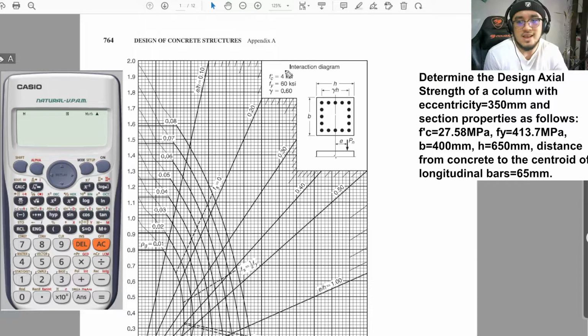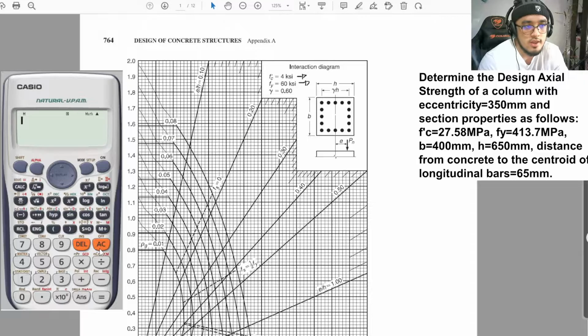So in this case, guys, as you can see, you can only make use of this interaction diagram if your f'c is equal to 4 ksi and your fy is equal to 60 ksi. So what we will be doing here is converting this into megapascals first. For our conversion factor, 1 ksi is equal to 6.895 megapascal.